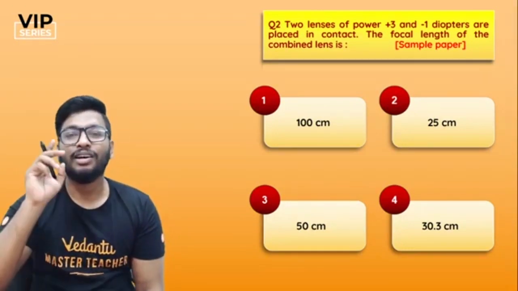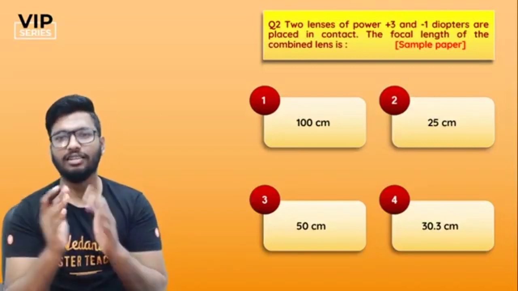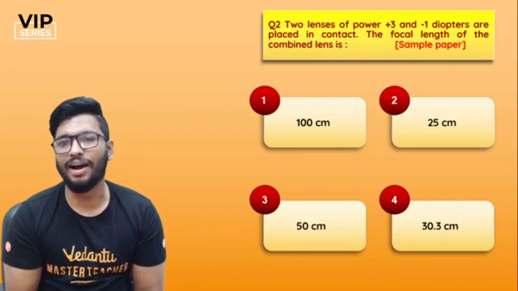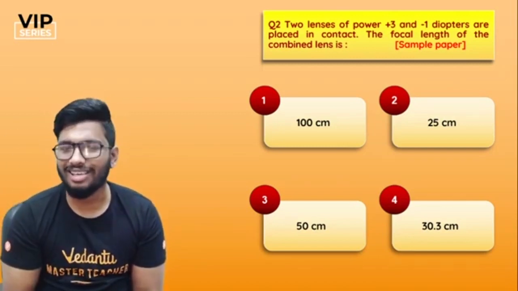All right, here's the next one. Two lenses of power plus 3 diopter and minus 1 diopter are placed in contact. What would be the focal length of the combined lens? Would it be 100 centimeter, 25 centimeter, 50 centimeters, or 30.3 centimeter?